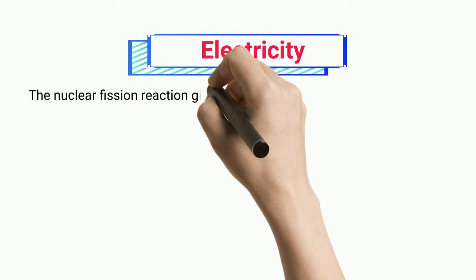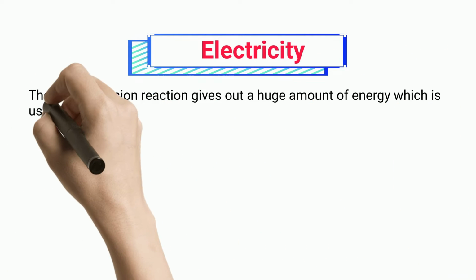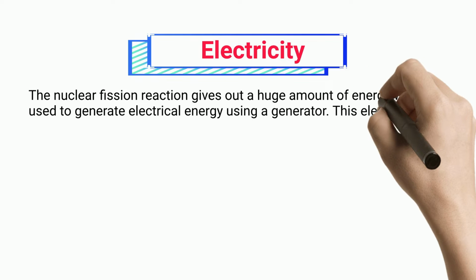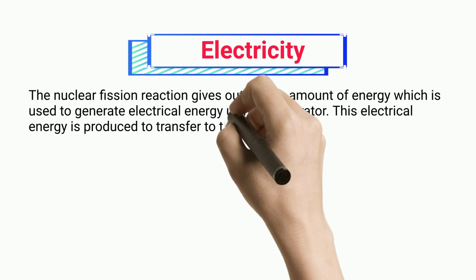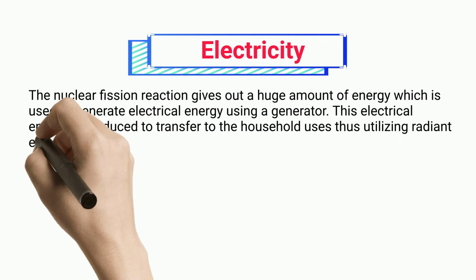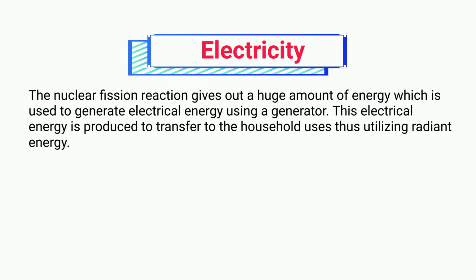Electricity. The nuclear fission reaction gives out a huge amount of energy which is used to generate electrical energy using a generator. This electrical energy is produced to transfer to household uses, thus utilizing radiant energy.